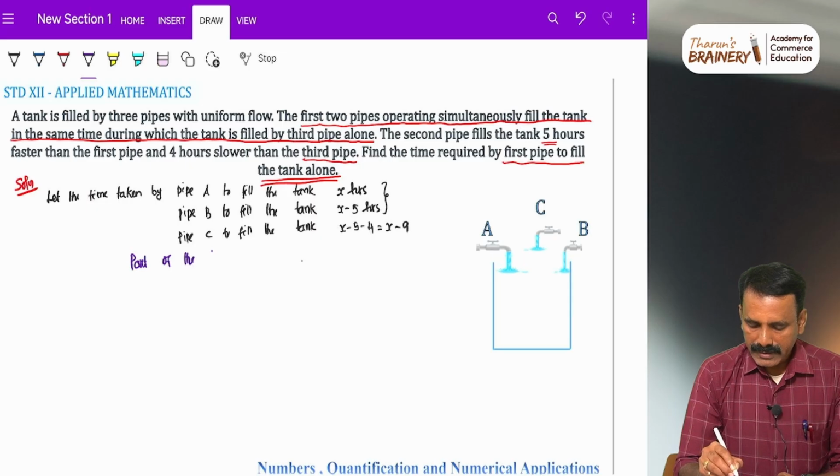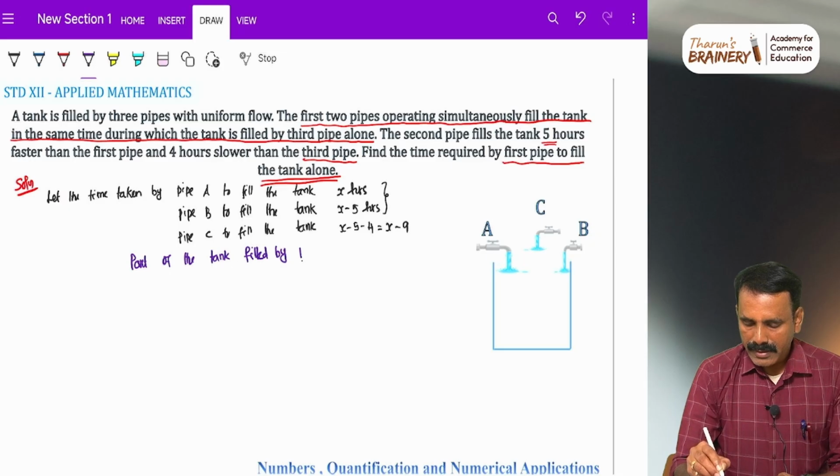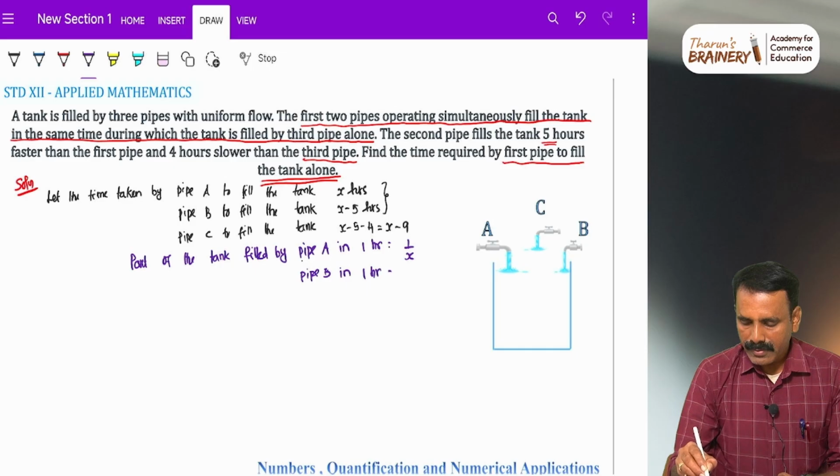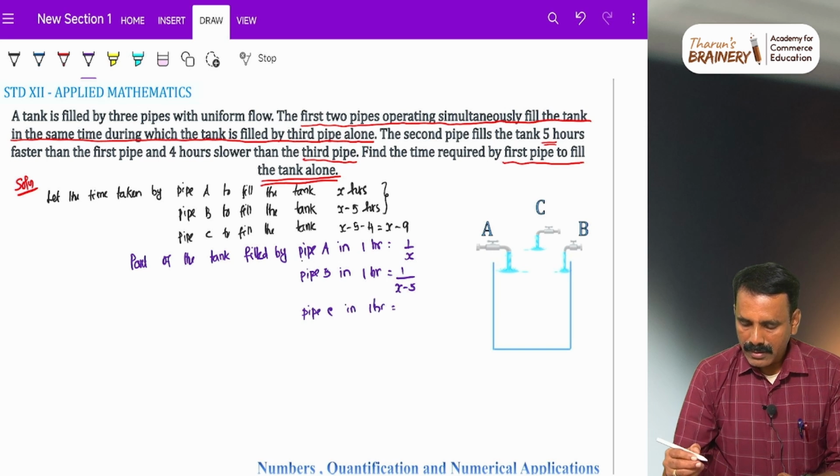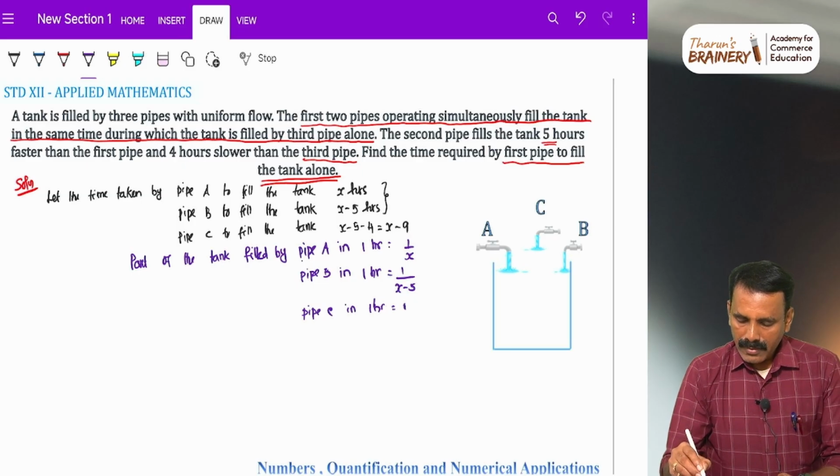Part of the tank filled by pipe A in 1 hour will be 1 by x and pipe B in 1 hour will be 1 by x minus 5. Okay. By pipe C in 1 hour will be 1 by x minus 9.